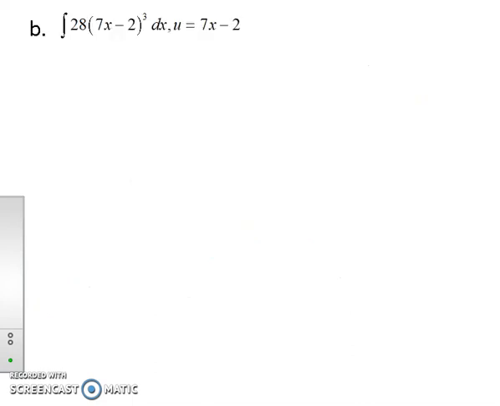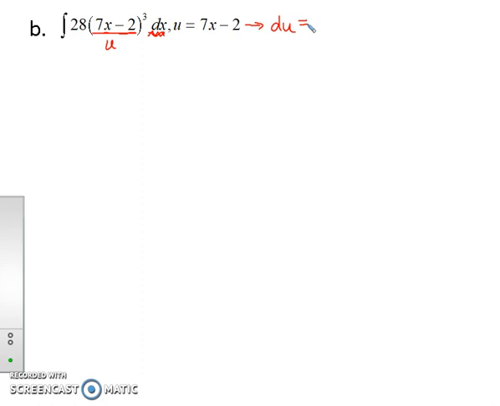All right, so let's look at another one here. They have told us what our u needs to be again. So again, they're kind of giving us a little bit of help there. So I can already tell that this is going to get replaced with u. So I need to figure out how I'm going to deal with the dx. So now that I know what u is, the very next thing I do is find du by taking the derivative of u equals 7x minus 2.